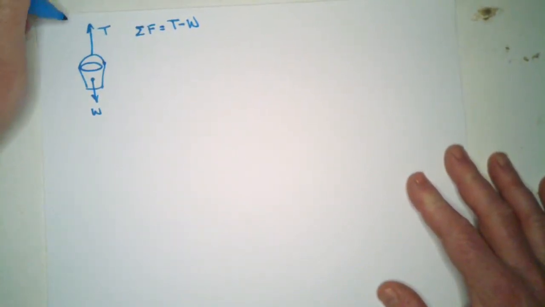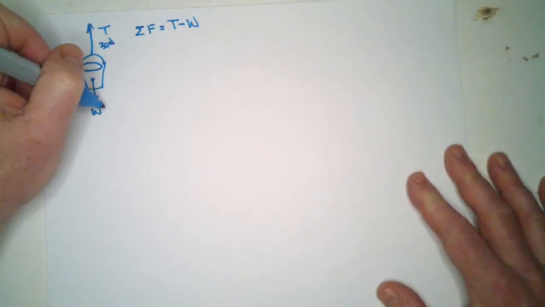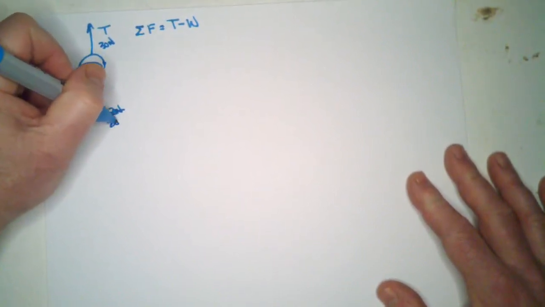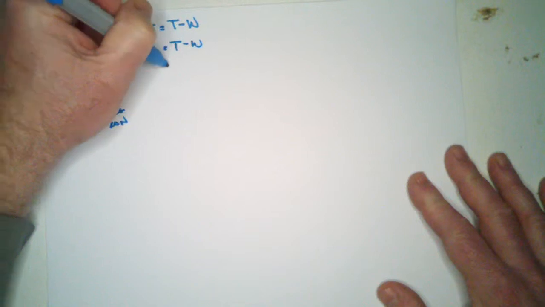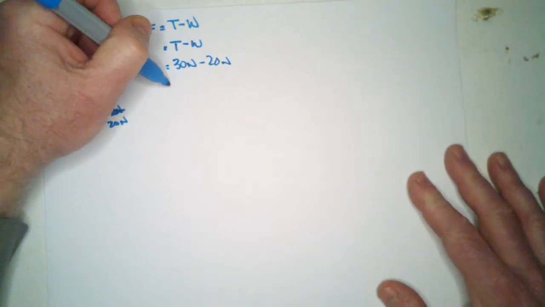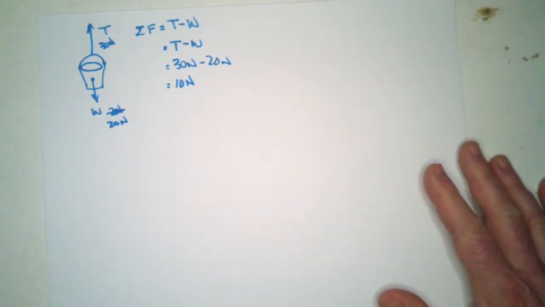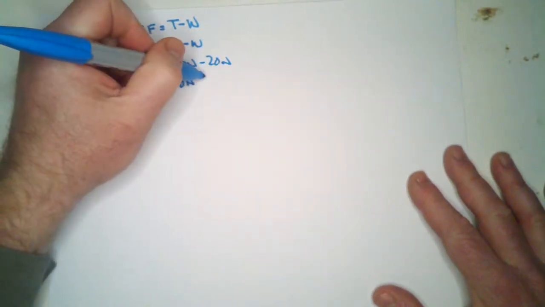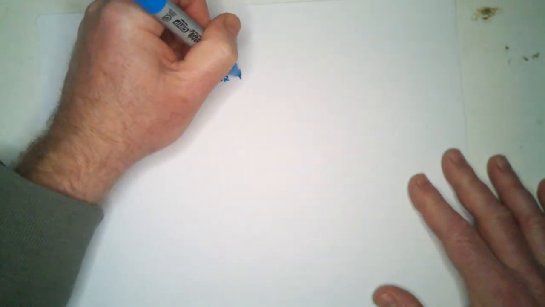So let's imagine that T is 30 newtons and W is 20 newtons. The sum of the forces would be T minus W, or 30 newtons minus 20 newtons equals 10 newtons. Now we also have to have a direction. So we would say that this is 10 newtons up, or maybe north.